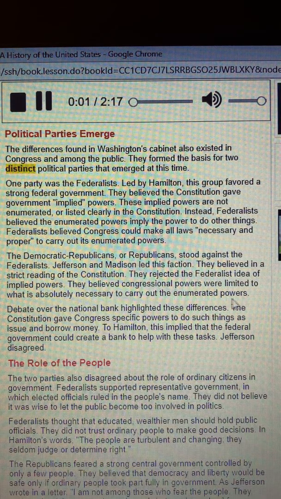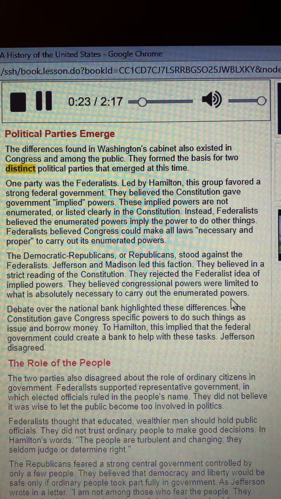Political parties emerge. The differences found in Washington's cabinet also existed in Congress and among the public. They formed the basis for two distinct political parties that emerged at this time. One party was the Federalists. Led by Hamilton, this group favored a strong federal government. They believed the Constitution gave government implied powers.